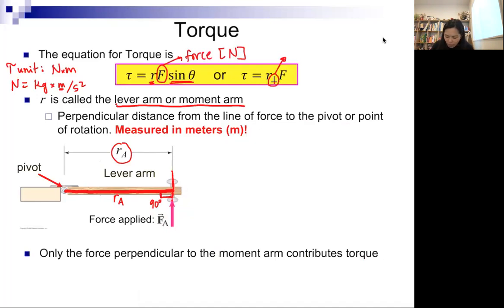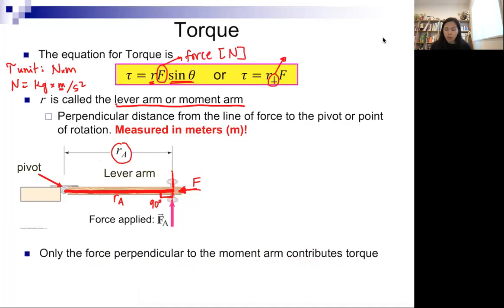Whereas if you apply a force here, and your lever arm is parallel to that force, then this force will not be able to rotate the door, right? So it's only the force that's perpendicular to the lever arm or moment arm that contributes to the torque and to the rotation of that object.